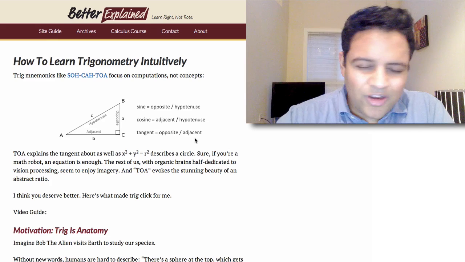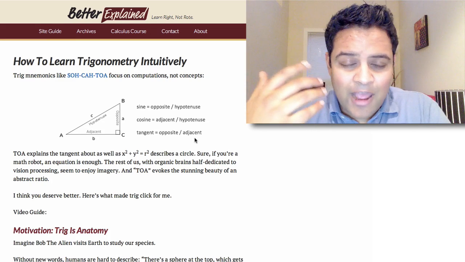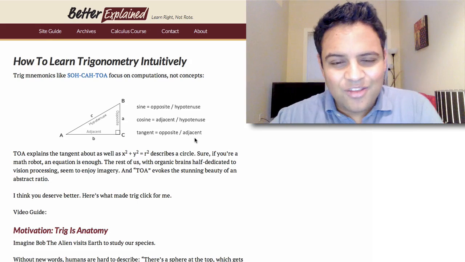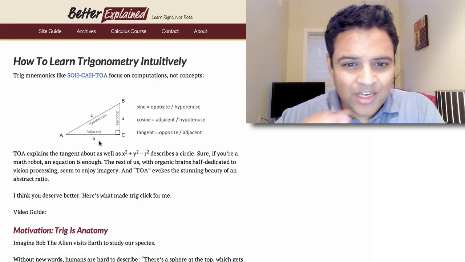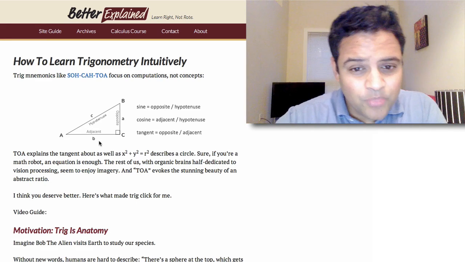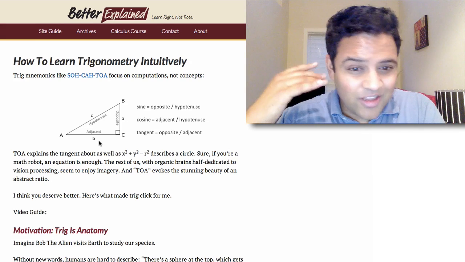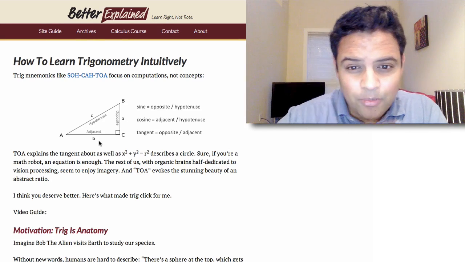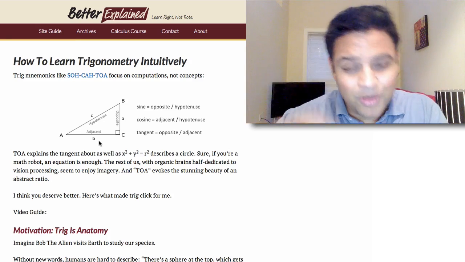The problem is it's not really learning. You're memorizing an acronym and you have some letters flying around, but you're not really visualizing anything. And it's really hard to get an intuitive understanding from this kind of diagram and this kind of description. Half of our brains are dedicated to vision, so why don't we use more visual analogies to help understand things? So that's what I'm going to do today.